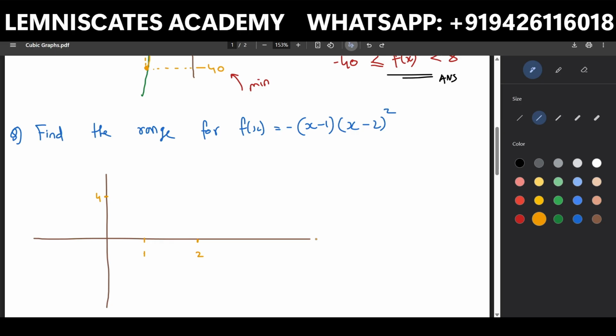So let's see overall how this may look. The graph is coming like this. At 4 there is the intercept, and then it's going to come like this, and then it's going to reflect because 2 was a repeated root or a repeated factor. Okay, this is how the graph is going to look. So now let's keep the domain, maybe let's say from 0 to 2.